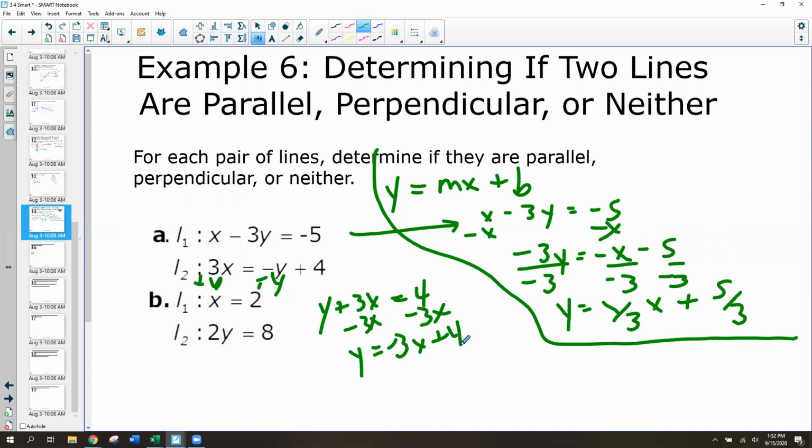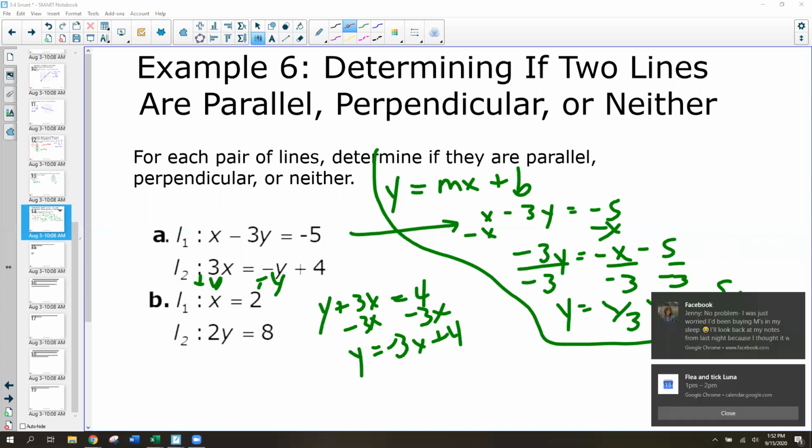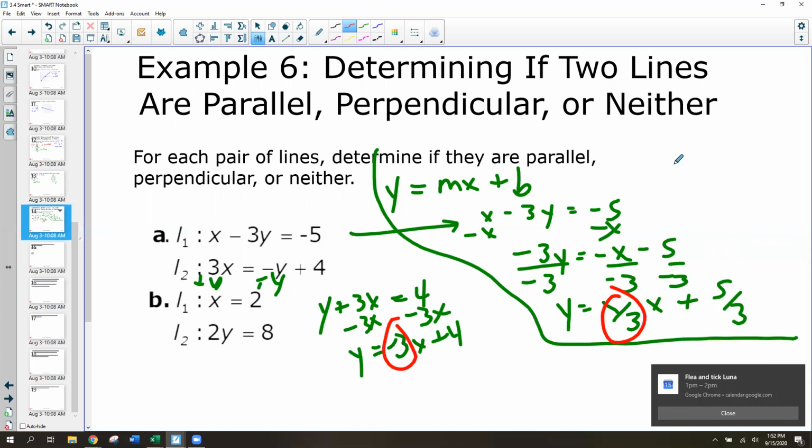So if I look at the slopes, one of them is 1/3, the other is -3. Those are negative reciprocals. So these guys are perpendicular. But we had to do some work to see that. And if you just took it at first glance, you wouldn't have noticed.